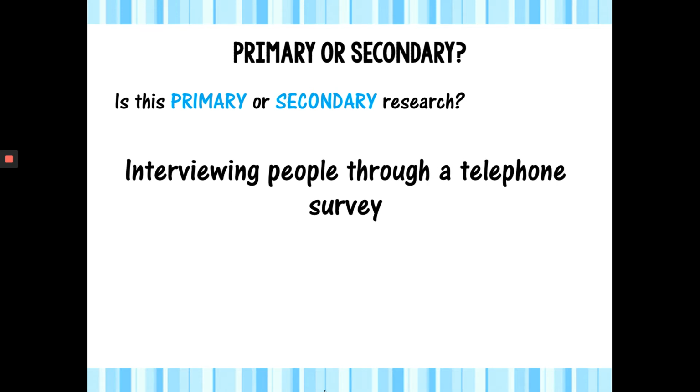Interviewing people through a telephone survey. So pause the video now, write down if it's primary, write down if it's secondary, and then restart the video afterwards. Right, hopefully for this one, you would have got that interviewing people through a phone survey is primary because you're finding out firsthand what people would want and you're doing it through the medium of a telephone.